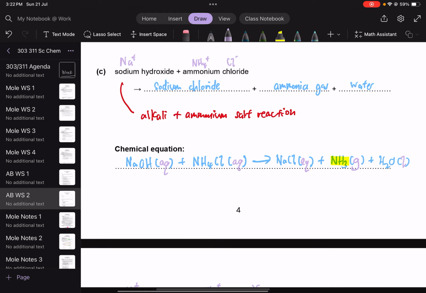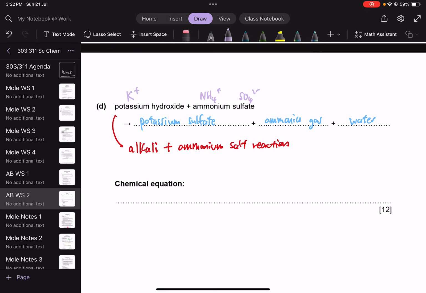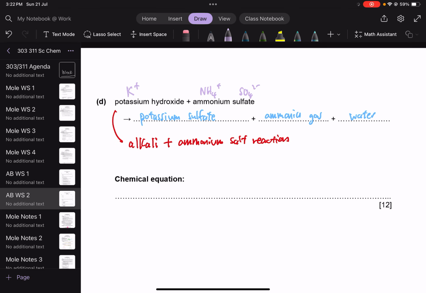So lastly, let's move on to part D. So part D, you are given potassium hydroxide plus ammonium sulfate. Then again, this is your alkali plus ammonium salt reaction. So the salt formed should be potassium sulfate, and the two byproducts are your ammonia gas and water.